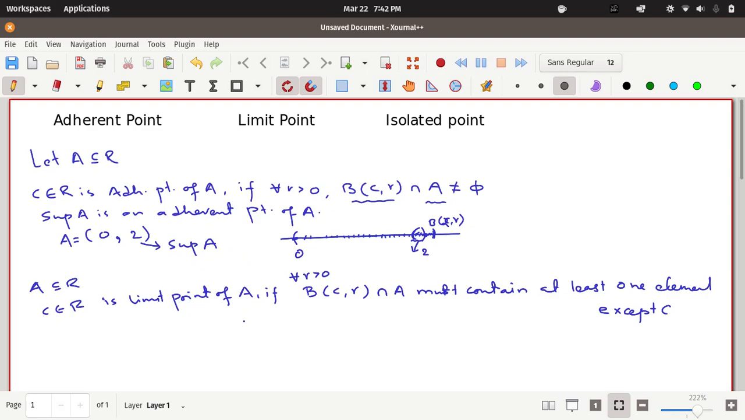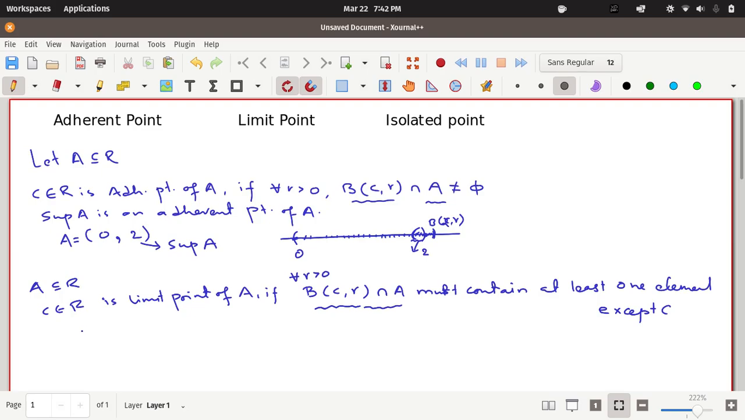So this is the definition of limit point: the intersection of the ball with center C and radius R with the set A must contain at least one element apart from C. Okay, and if such a condition happens, then this point C is said to be a limit point of the set A. And also here we can give one example for this.